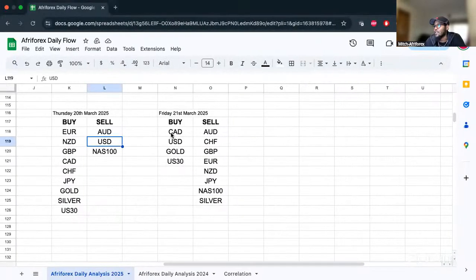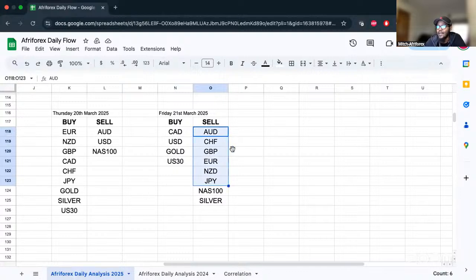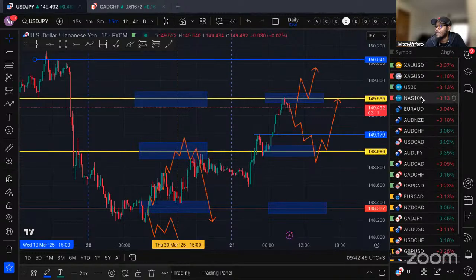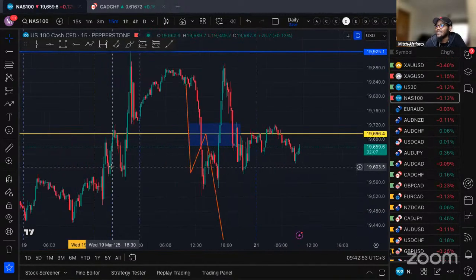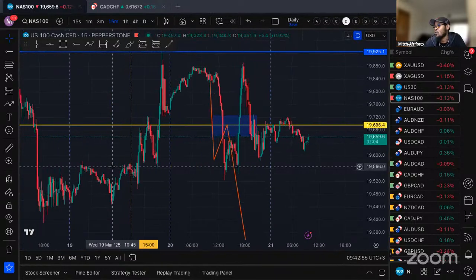As you can see, we've mixed and matched the Canadian dollar and the US dollar with the pairs on the sell side. So right now we're going to move on to the indices, then have a look at gold and silver. So we'll start off here with the NASDAQ, the NAS 100. Now, yesterday, our bias here was to look for selling opportunities.